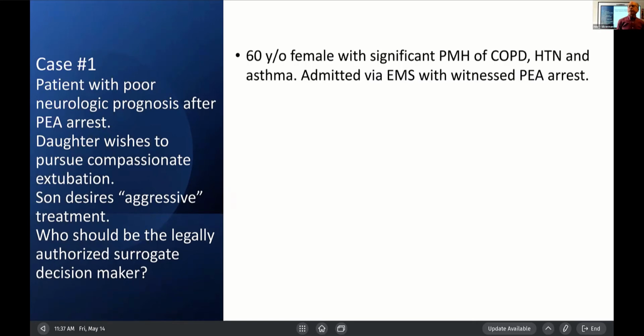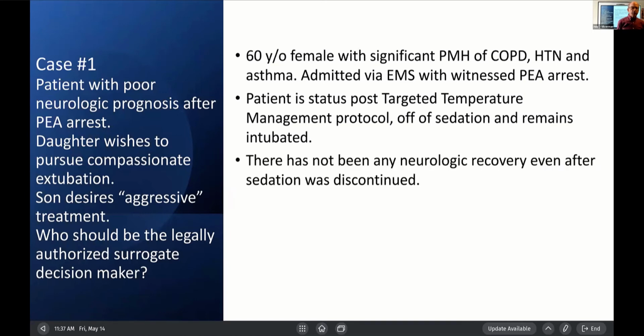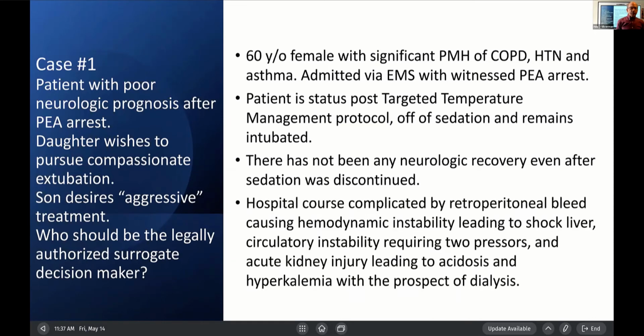A 60-year-old female with significant past medical history of COPD, hypertension, and asthma was admitted with a witnessed PEA arrest. The patient is status post targeted temperature management protocol, now off of sedation. The patient remains unresponsive and intubated. There has not been any neurologic recovery even after sedation was discontinued. The hospital course has been complicated by a retroperitoneal bleed causing hemodynamic instability, leading to shock liver, circulatory instability requiring two pressors, and acute kidney injury leading to acidosis and hyperkalemia with the prospect of dialysis.